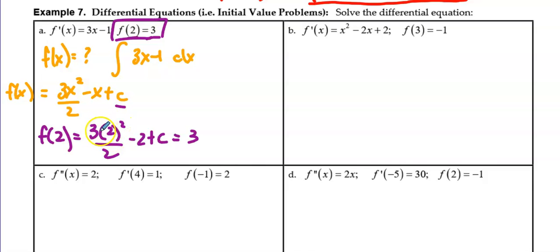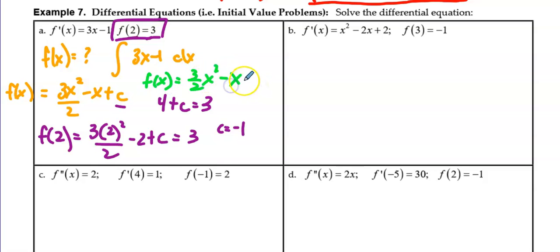So this is going to be 4 times 3 is 12. 12 over 2 is 6. 6 minus 2 is 4. So I get 4 plus c is equal to 3. So I get that c is equal to negative 1. Therefore, my final answer is going to be f of x equals 3 halves x squared minus x minus 1. So now I can figure that out. So knowing the initial condition, you're able to find out what the c is. Okay? So that's all that you have to do.